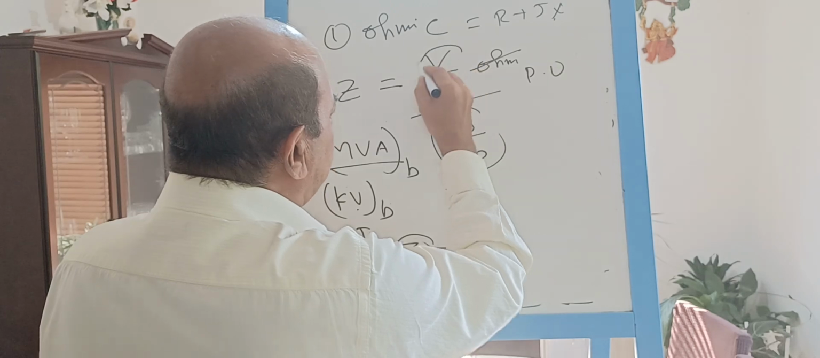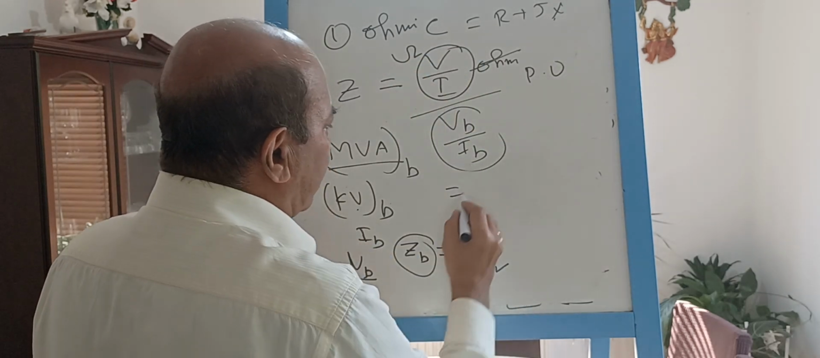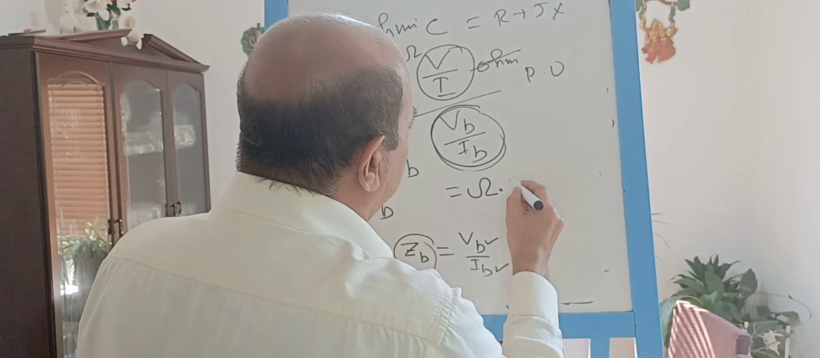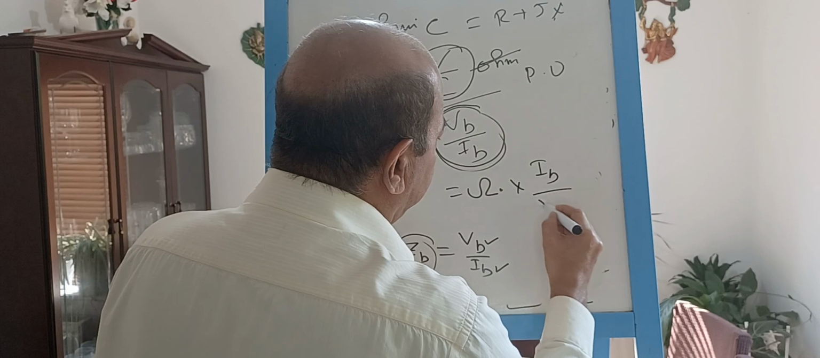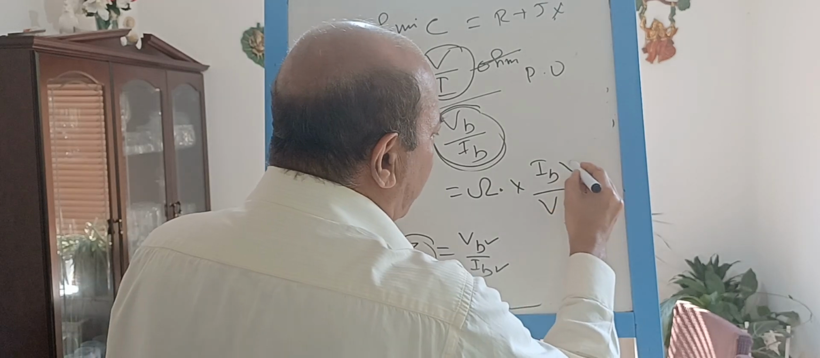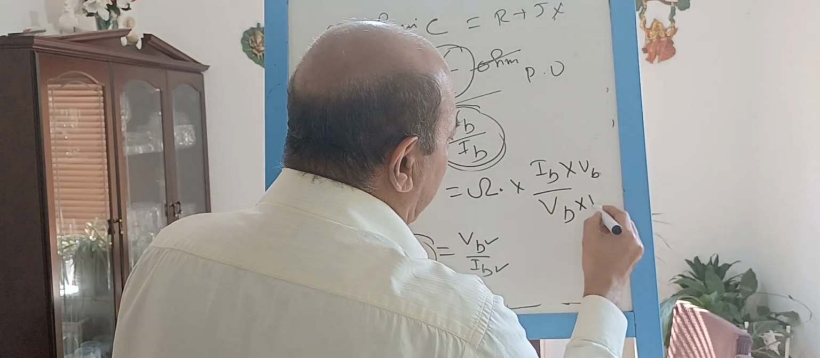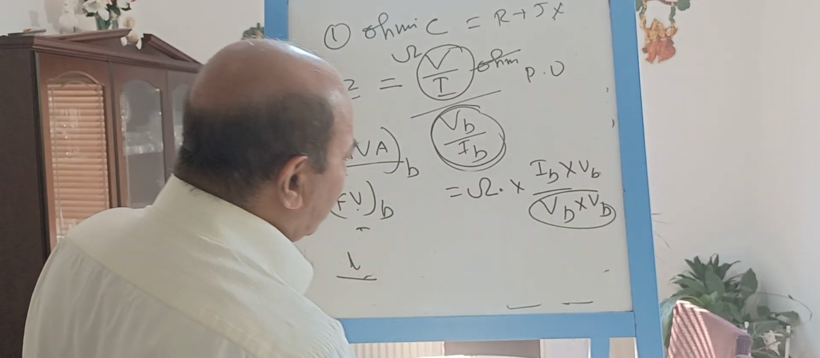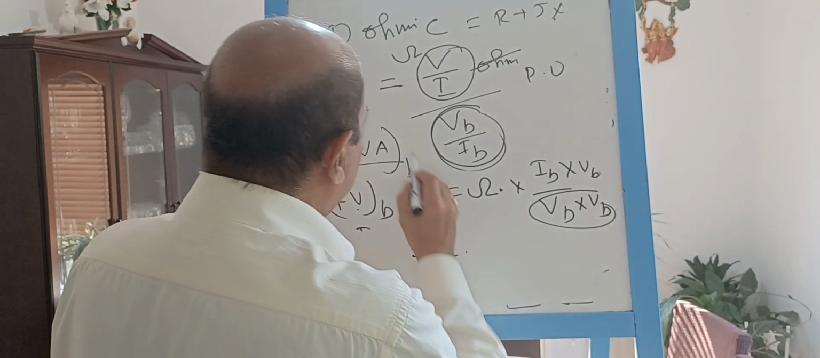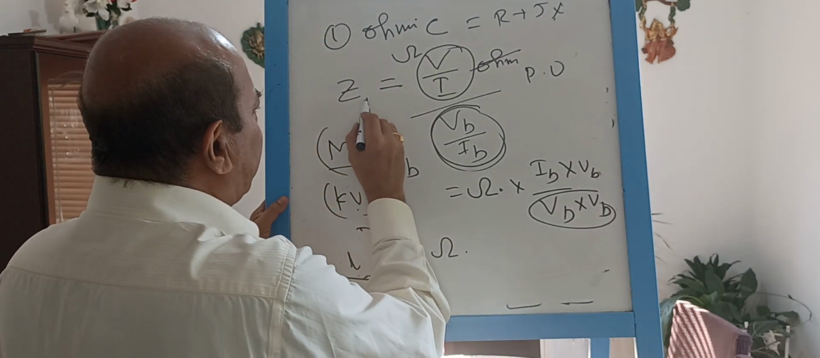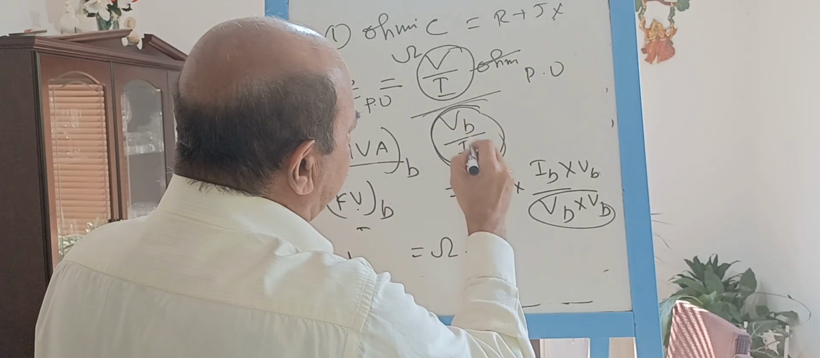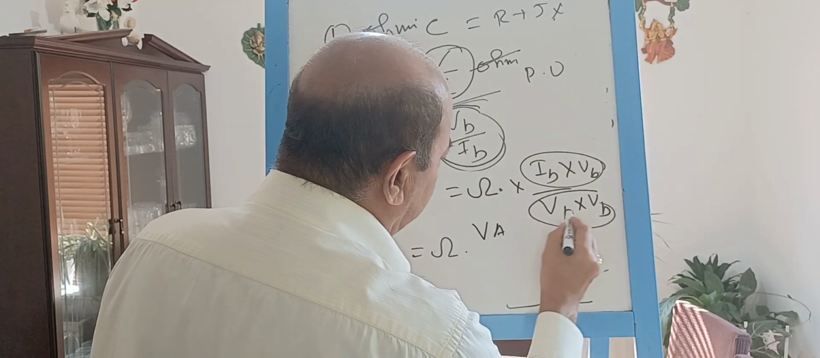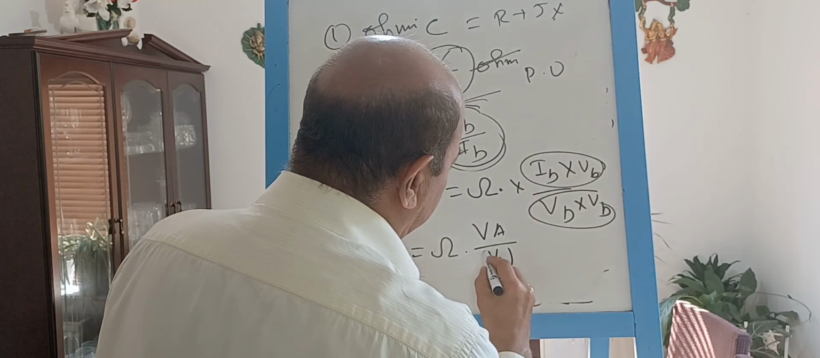Suppose this is my original ohmic value. I can write down the original ohmic value. If we write this in reverse, it becomes IB by VB. Now if you multiply both by VB, what will happen? This is equal to voltage square. So this is equal to ohm into, and when you divide by the base unit, it becomes Z per unit. Ohm into VA, and this is equal to VB square, voltage square.